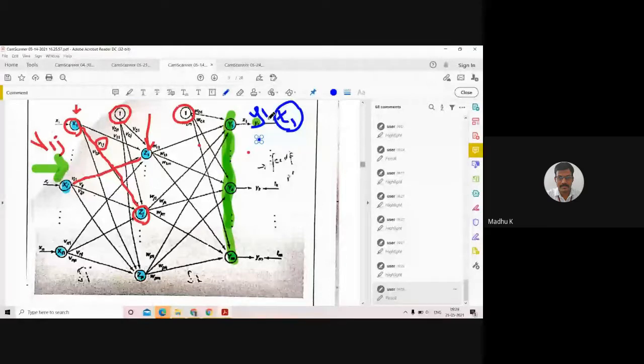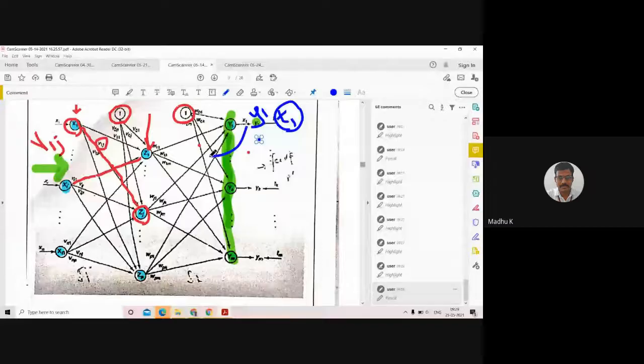If it is not equal, then what will we do? Some error has occurred, so we will recalculate the weights, here also. That is called the back propagation phase. If there is an error, we will use that error and try to correct it in these layers. That is called back propagation learning.